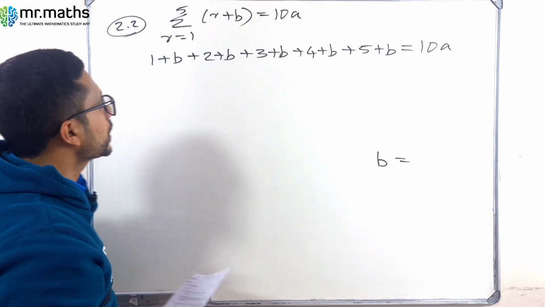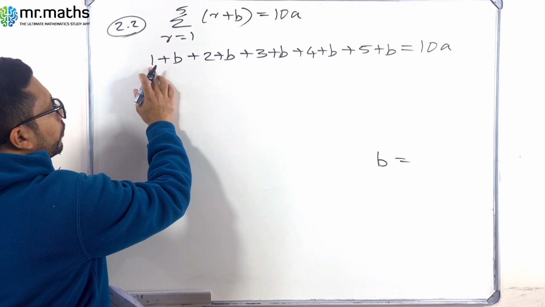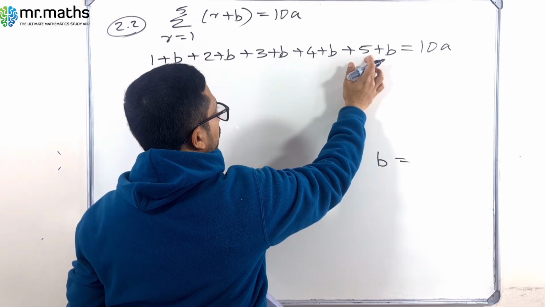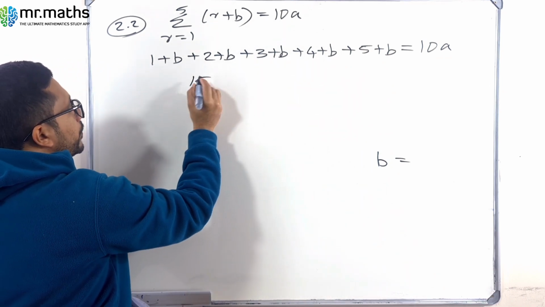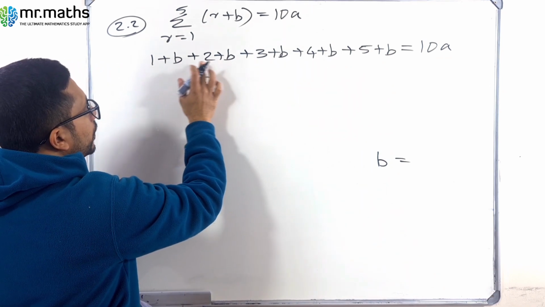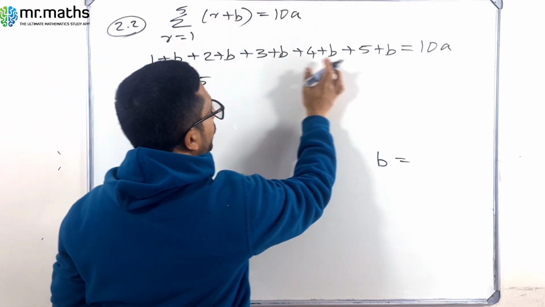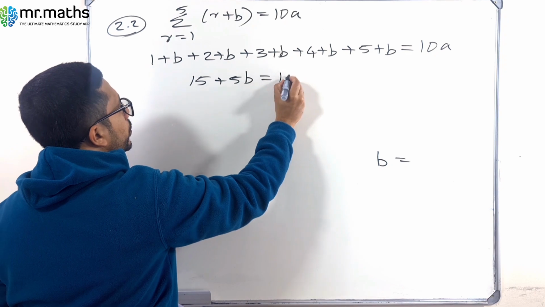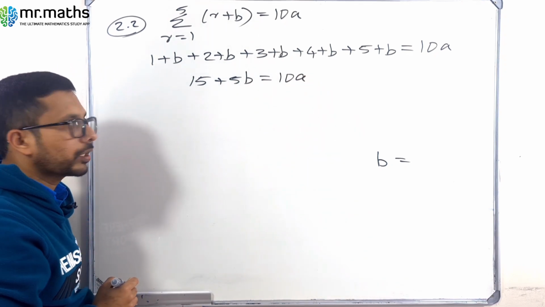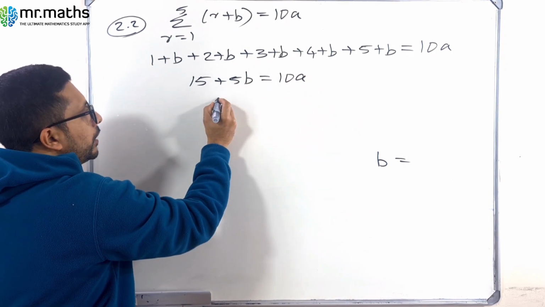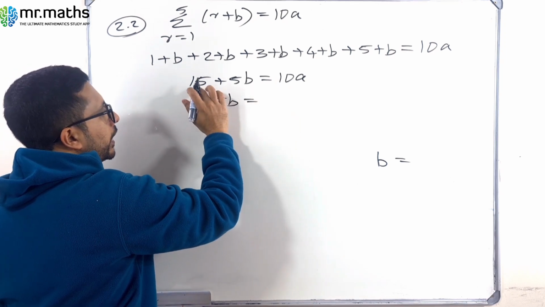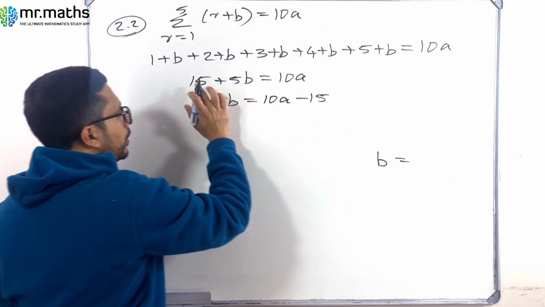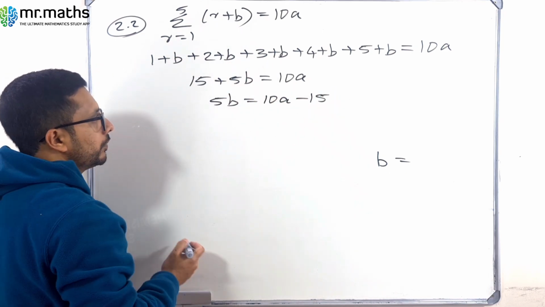Okay. Now just add all the numbers. 1 plus 2 is 3, 3 plus 3 is 6, 6 plus 4 is 10, 10 plus 5 is 15. So the number is 15, and b appears 1, 2, 3, 4, 5 times. So it is 15 plus 5b is equal to 10a. Am I right? Okay. So from here, what is 5b? 5b is equal to, you can take this 15 to the other side, so it is 10a minus 15. Positive 15, on the other side it is minus 15.